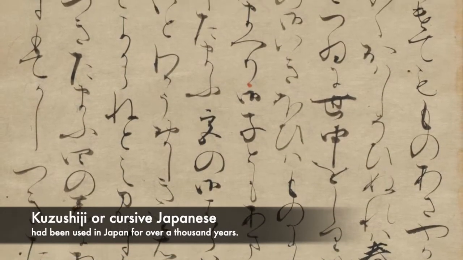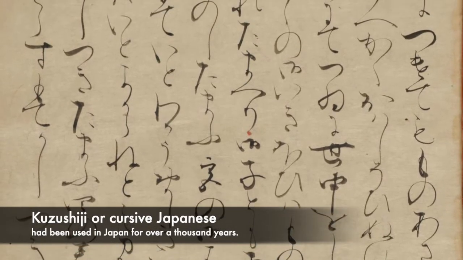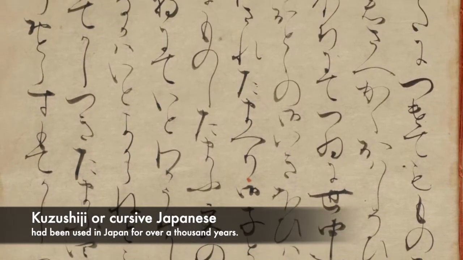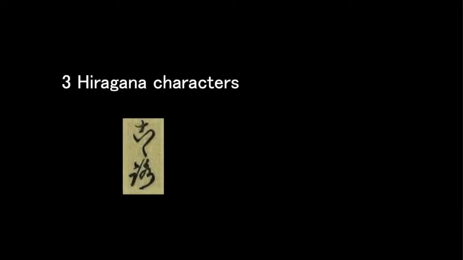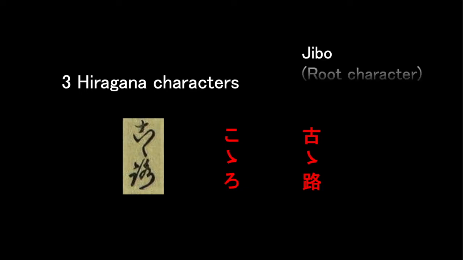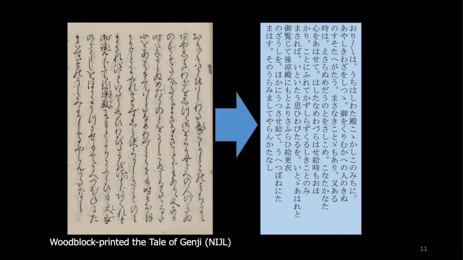Kuzushiji had been used in Japan for over 1,000 years since Chinese characters got into this country around the 8th century. So let's take a look at this word. This word contains 3 hiragana characters. When we write it, it's read as kokoro, and when we write it with the root characters, or jibo, it's used furui and also sendo noro like this. So the root character in this word is completely different from the modern hiragana characters. So when we transcribe Kuzushiji to modern Japanese characters, it looks completely different.